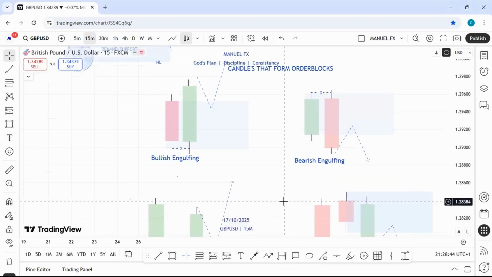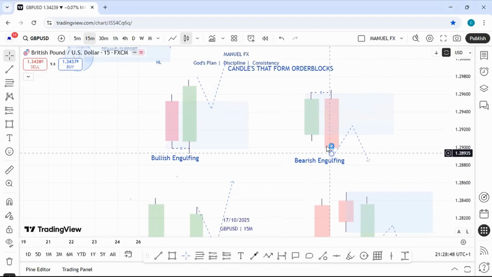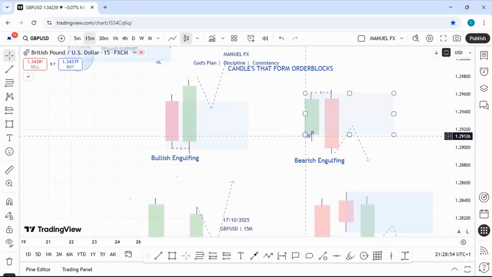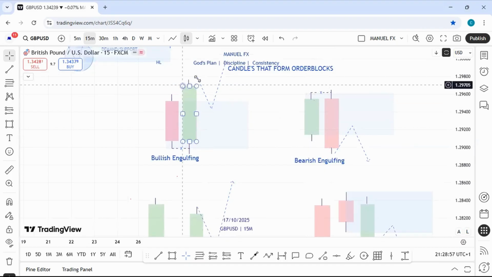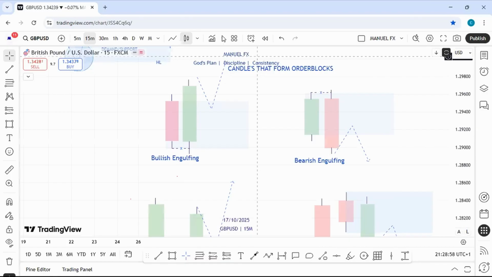For the bearish engulfing, like I said, I want to see a sell candle engulf a buy candle, or the color does not matter. I just want to see one candle engulf the other candle.